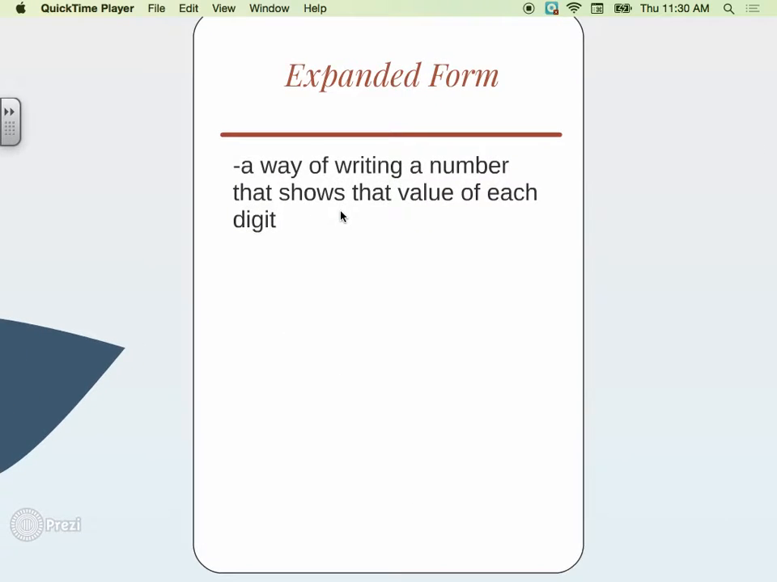The next definition that you need to write down is expanded form. Expanded form is a way of writing a number that shows the value of each digit, and we're going to be going over that. So go ahead and write this down. If you need to pause right now, go ahead and pause it, and I'll write down this definition.